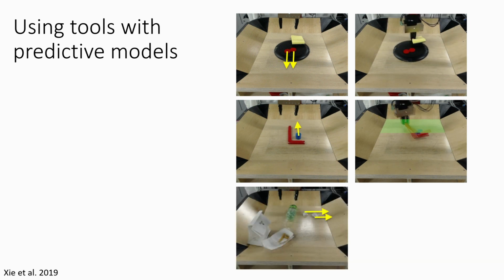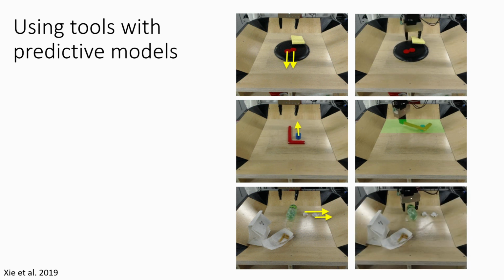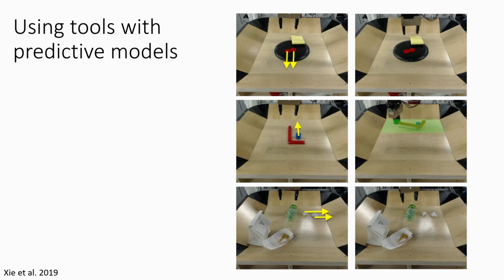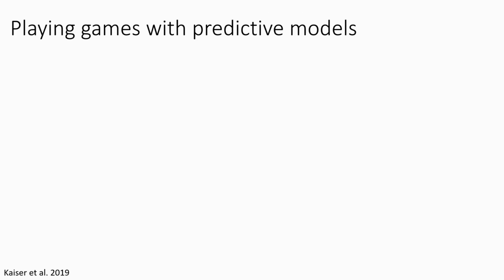And if you left a bunch of junk on the table, it's going to look at this and say, these pieces of paper, I'm not sure how to move them, but maybe this thing over here can act as a tool, so I can pick up the water bottle and use the water bottle to slide the garbage or something like that. And you can do this in other settings too. For example, you could play games using predictive models. This is some work that actually came out this year.